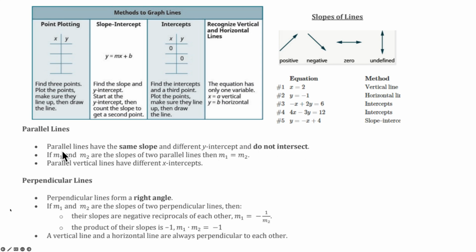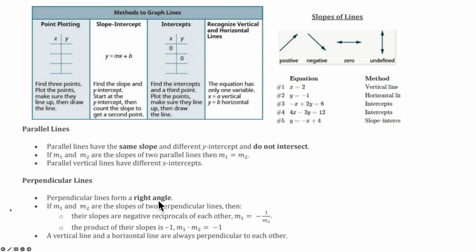Alright, parallel lines. Parallel lines have the same slope, and different y-intercepts. So right above, different y-intercepts. Put down b1 cannot be equal to b2. Your slopes are going to be equal. That's what m1 and m2 are. But again, your y-intercepts have to be different.